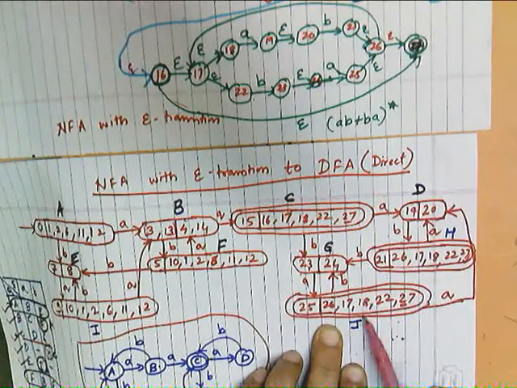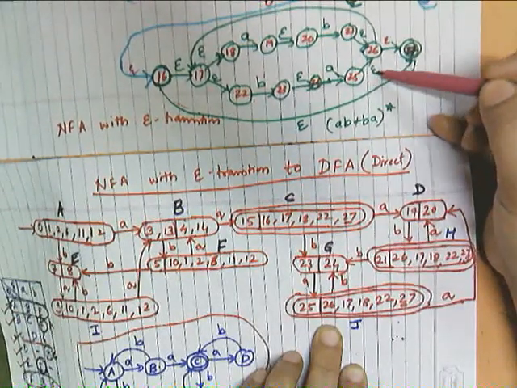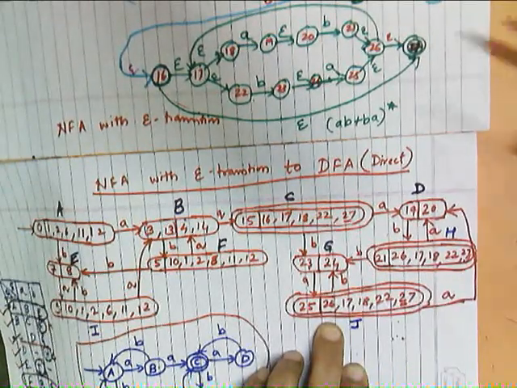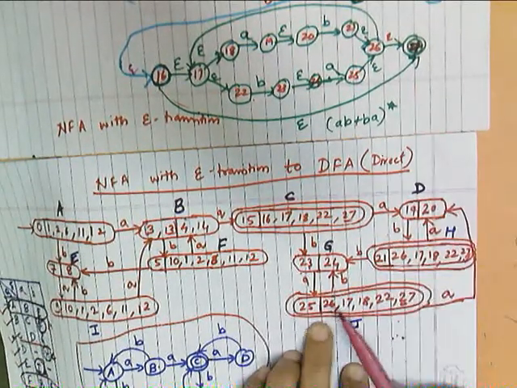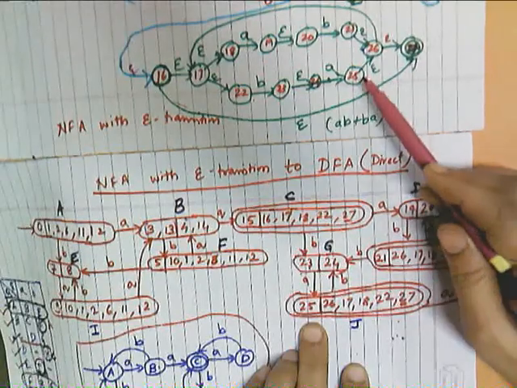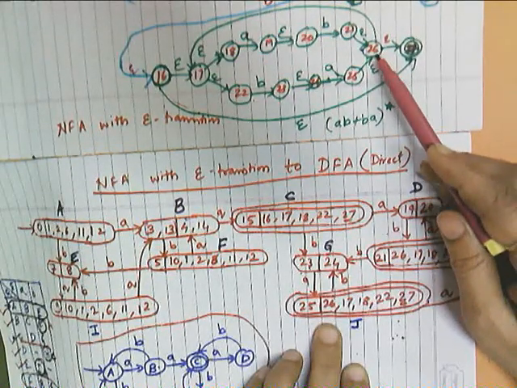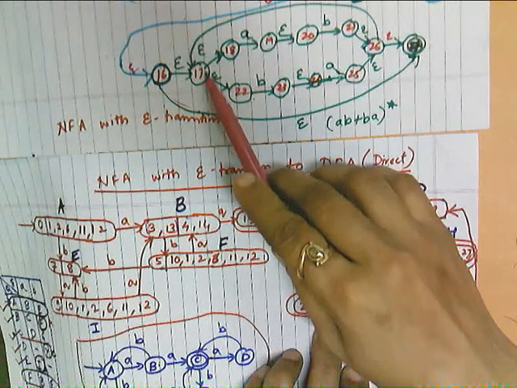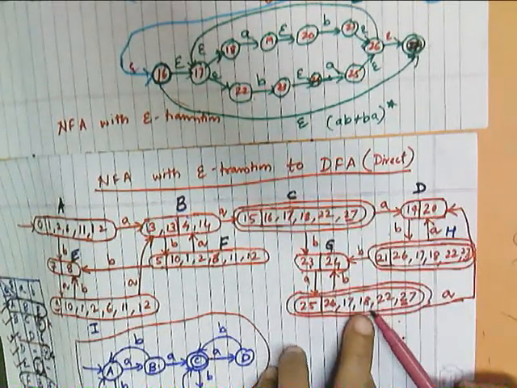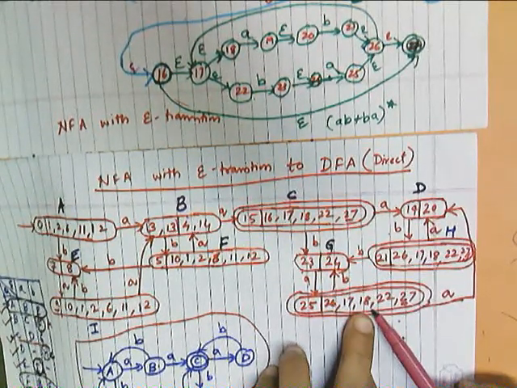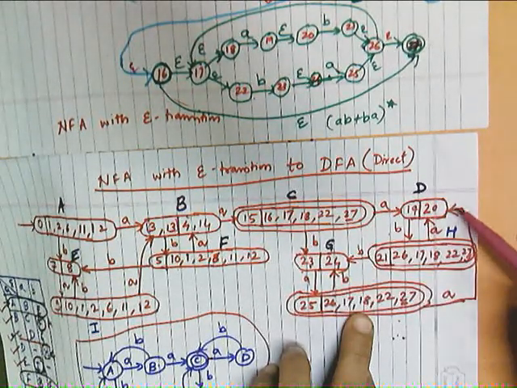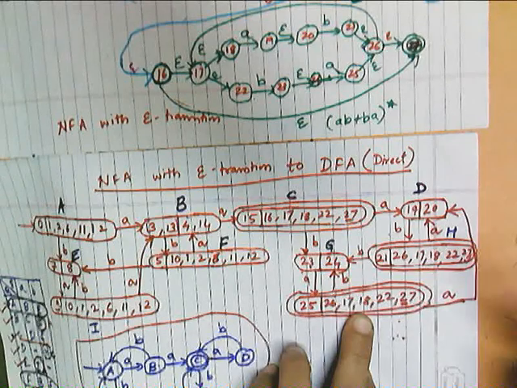Now there is a turn of this 25. So 25 with epsilon move. This epsilon closure is already written here. Now we have to check with A where it will move. So 25 with A moves nowhere, 26 with A moves nowhere, 17 with A moves nowhere, 18 with A, yes, it is moving to 19. So this path is drawn here.